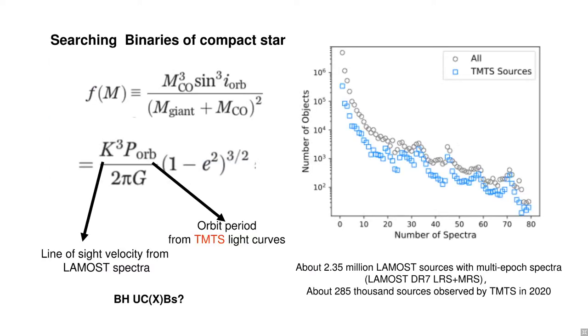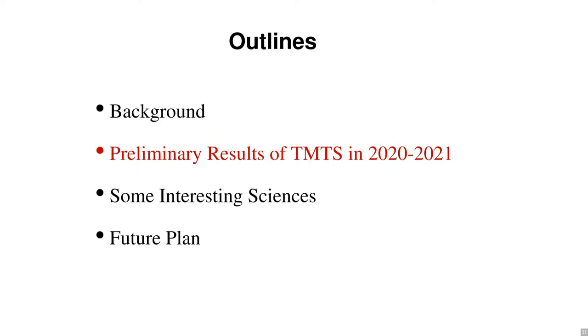For our joint survey, for example, you can use data from LAMOST and TMTS to search for binaries of compact stars. The line of sight velocity from LAMOST spectra can provide, for example, the velocity parameter. And the TMTS light curves can provide the orbital period. In that case, the combination of the data allows us to search for binaries of compact stars.